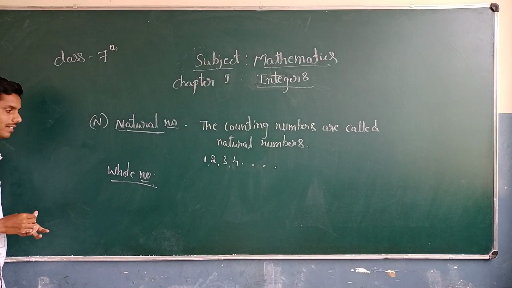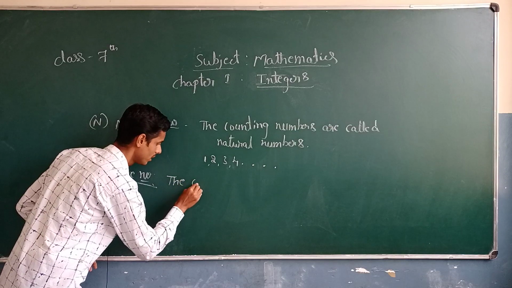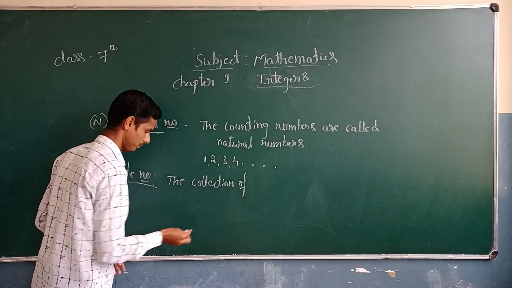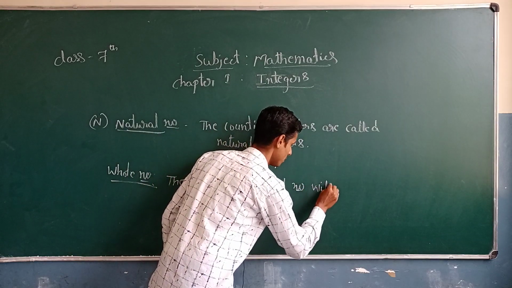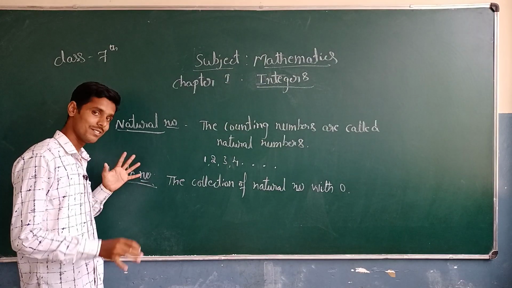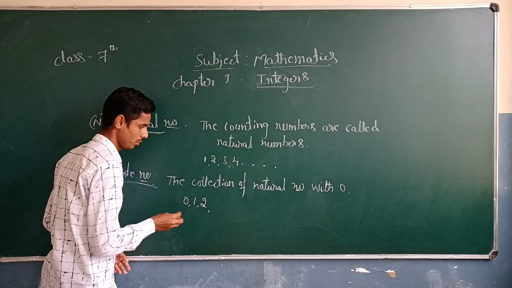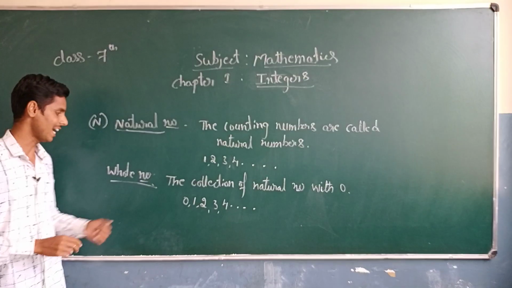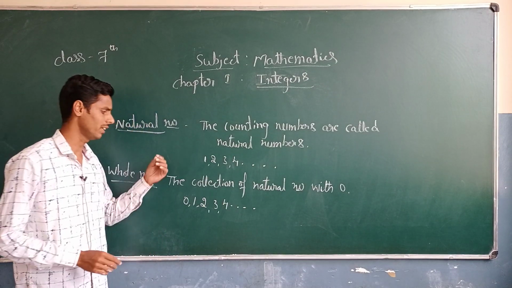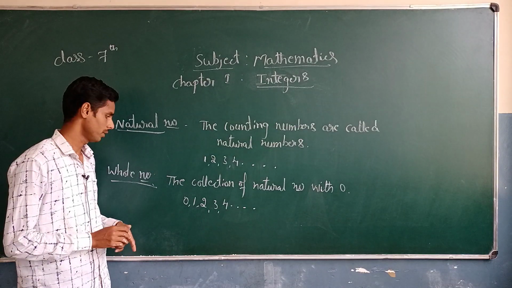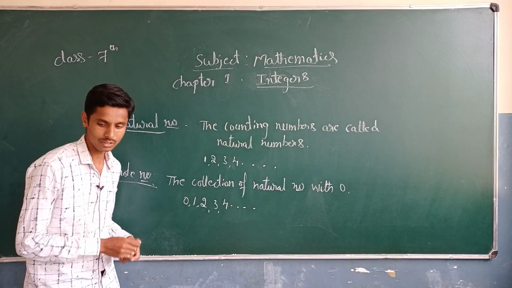Next, whole numbers. Whole numbers are the collection of natural numbers along with zero. That means whole numbers consist of all the natural numbers: 0, 1, 2, 3, 4, etc. Whole numbers start from 0, and so it proceeds: 1, 2, 3, 4, 5, 6. There are infinite whole numbers. Whole numbers consist of all the natural numbers, along with that, 0 included. Clear?